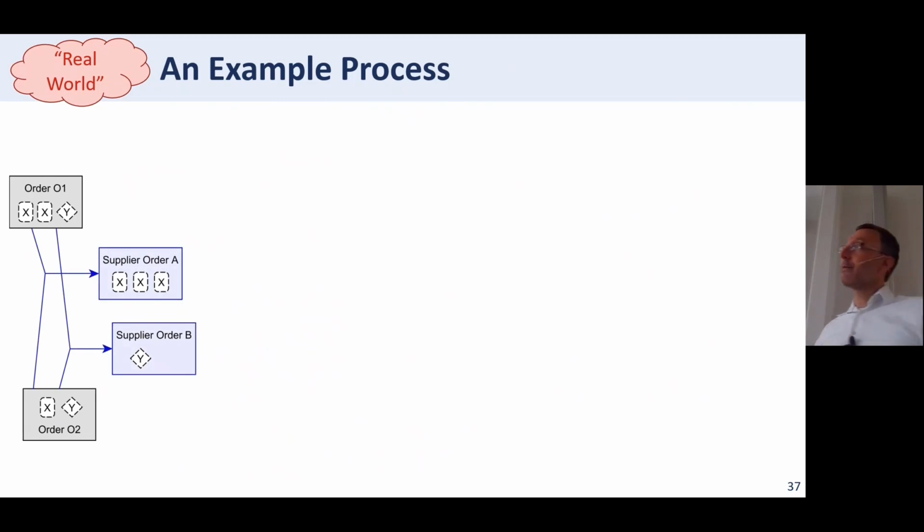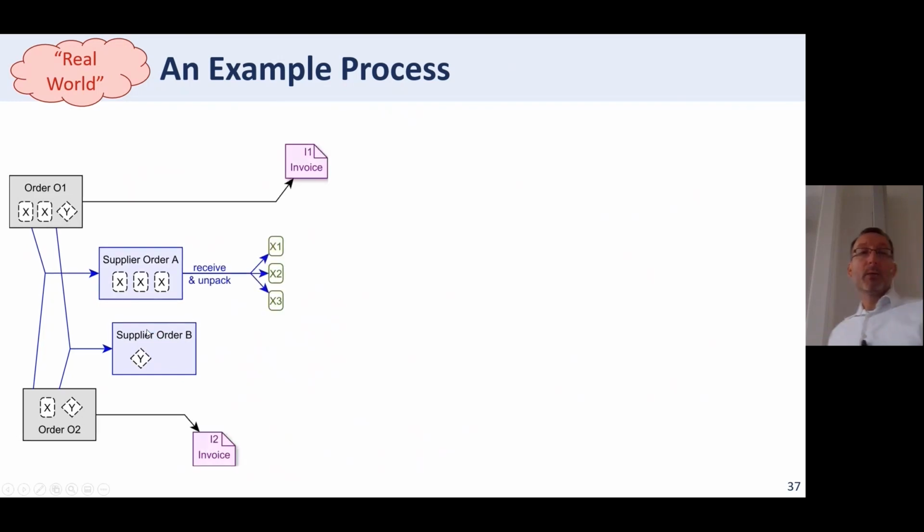Well, this retailer doesn't have this in stock, so it creates supplier orders: a supplier order for 3x and for just one item y, right? So already you see that there's a problem. When the supplier order arrives, the items are received, they're unpacked, and then we have 3 concrete items, x1, x2, x3. So I distinguish them individually.